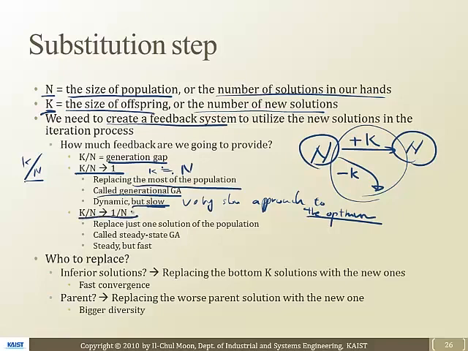If K divided by N is very small, it's going to be just replacing one or two solutions of the population. It's called steady state genetic algorithm. It's a very steady society because we have all the parents and we just remove one parent and put one child there. So it's going to be very steady. But it's going to be very fast to the optimum.